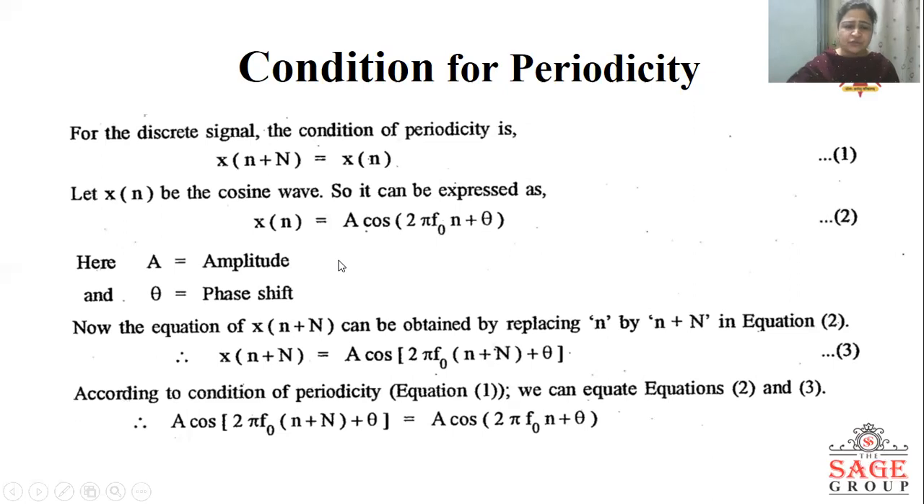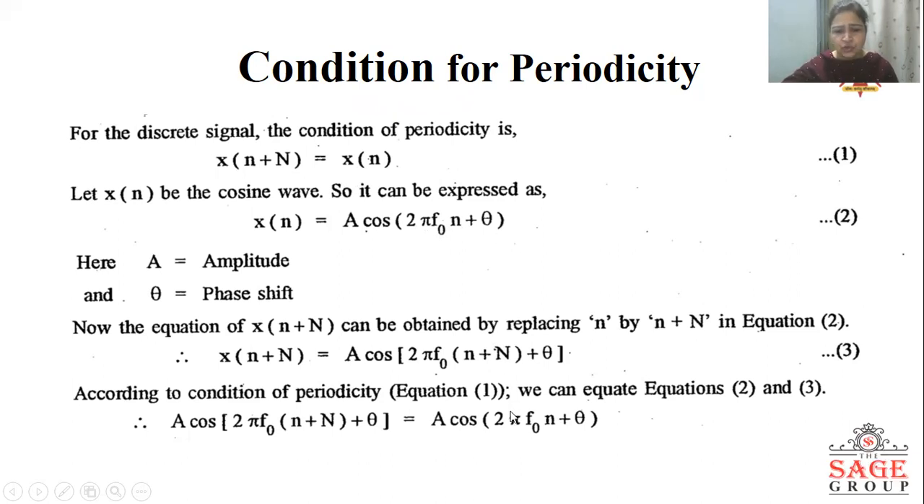Here, A is the amplitude of the signal, theta is the phase shift, F naught is the frequency. Now, according to this equation, if I put n equal to n plus N, we will get A cos 2 pi f naught, where in place of n, I'll put n plus N, plus theta. Now, since the signal has to be periodic, it must satisfy this property. So, for x of n plus N, I'll put this expression, and x of n I already know is A cos 2 pi f naught n plus theta.